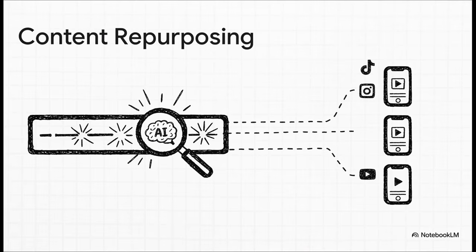Taking one long video and turning it into a bunch of social media clips. Well, of course, there's a tile for that. It can scan your whole video, use AI to automatically pinpoint the most engaging, viral-worthy moments, and then instantly reformat them for platforms like TikTok or Reels.